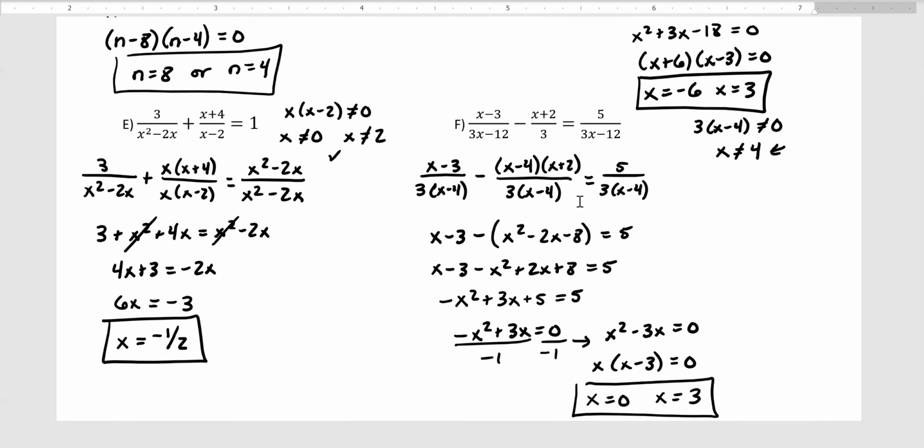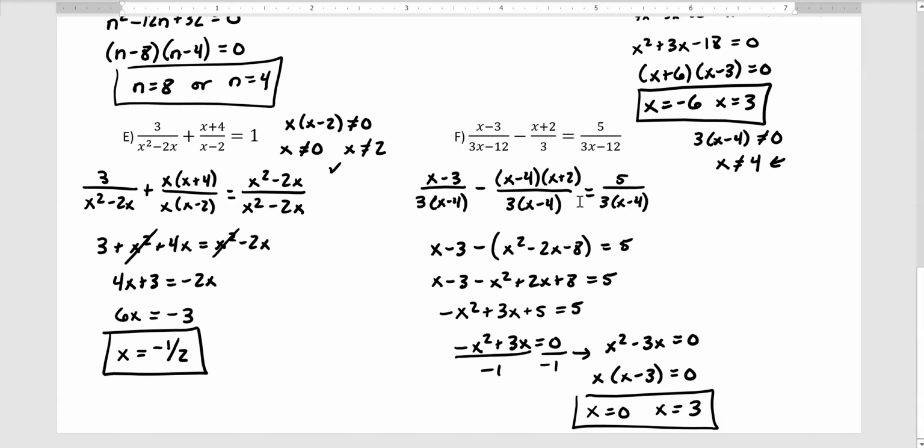All right, and there we have it. There's some sample problems going through solving rational equations.